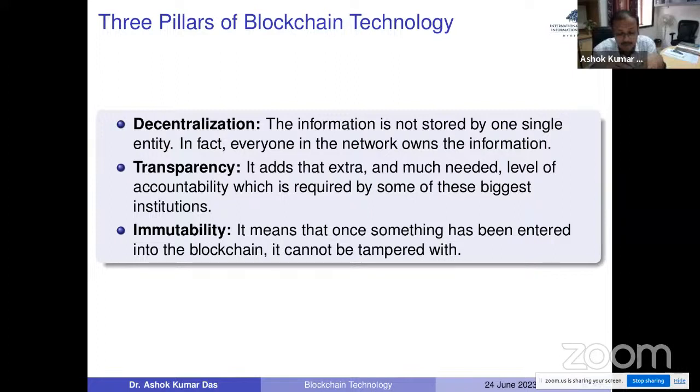Then we have something known as the immutability property. By definition, it means that once something has been entered in the blockchain, that information cannot be tampered with at any cost. Once the block is decided by a majority of the P2P nodes in the network and added, that block cannot be deleted or tampered with by fake information, updating information, or deleting information. Nothing is allowed in the blockchain.